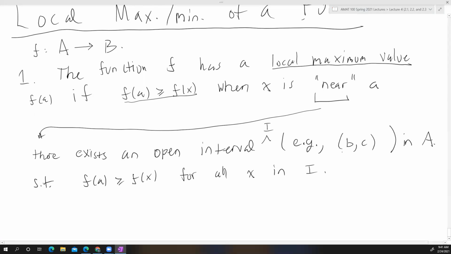So for example, it could be of this form, B to C. Actually, this is really the only open interval in A, such that this inequality holds for all the points on the open interval. So open intervals are in some sense small. And this is the idea behind the term local. So we're not saying that this inequality holds on the entire domain. We're just saying it holds on a small part of the domain, namely this small open interval.